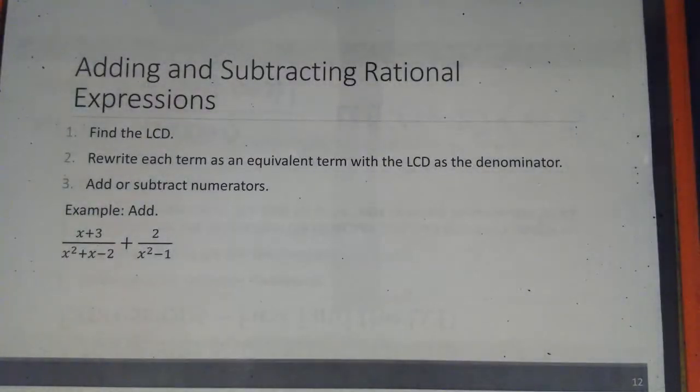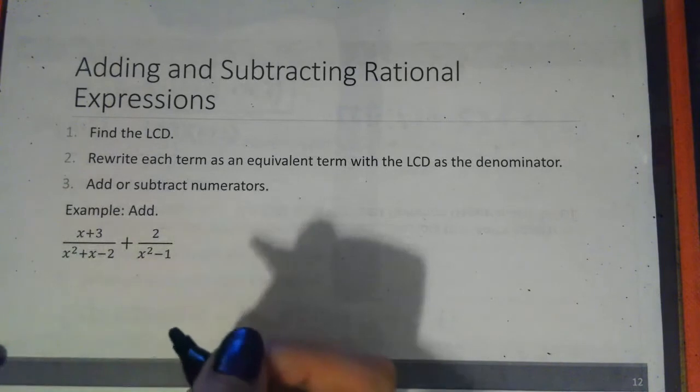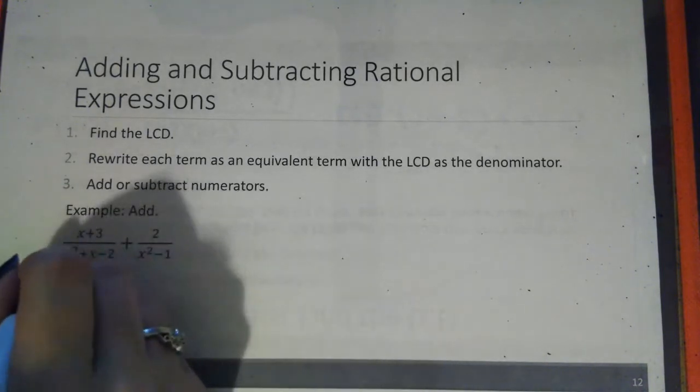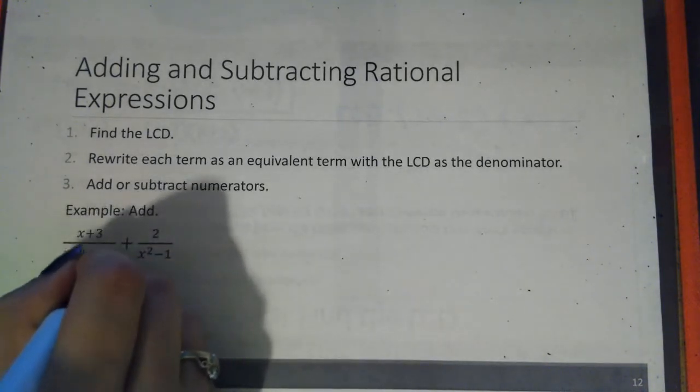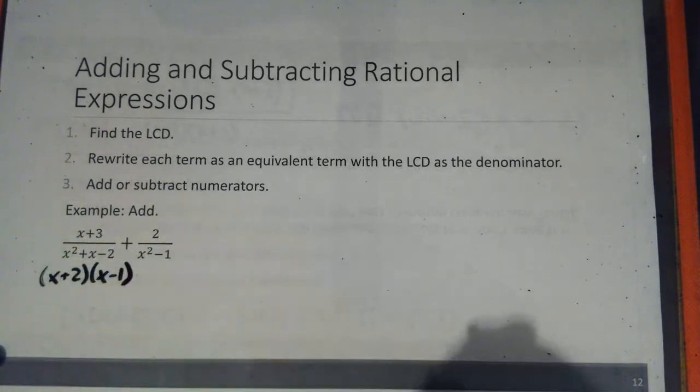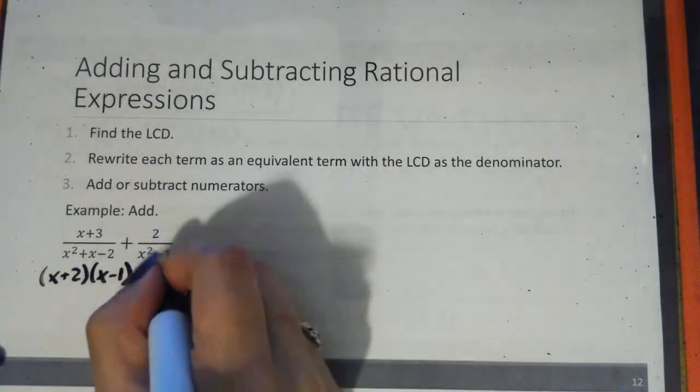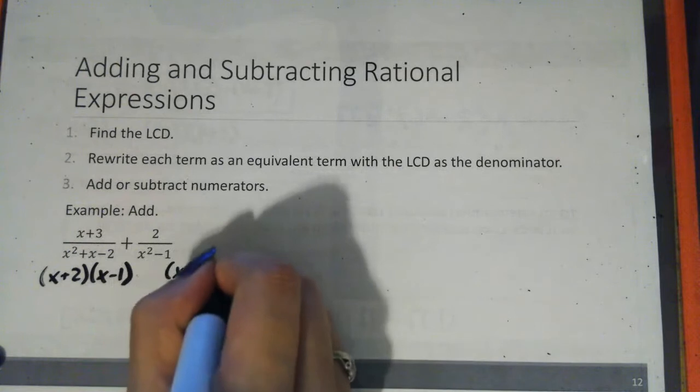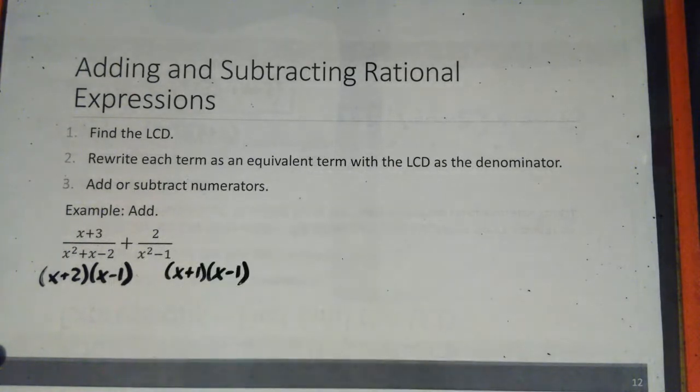So in this example, we want to add (x plus 3) over (x squared plus x minus 2) plus 2 over (x squared minus 1). First, I need to figure out what my least common denominator is going to be. And to do that, I need to factor both of my denominators. X squared plus x minus 2 factors into (x plus 2) times (x minus 1). X squared minus 1 factors into (x plus 1) times (x minus 1).